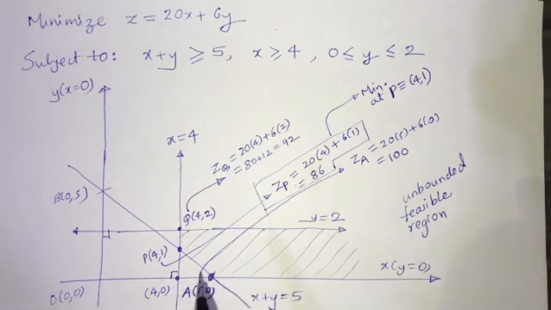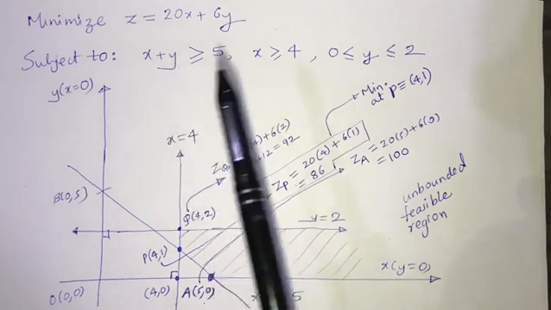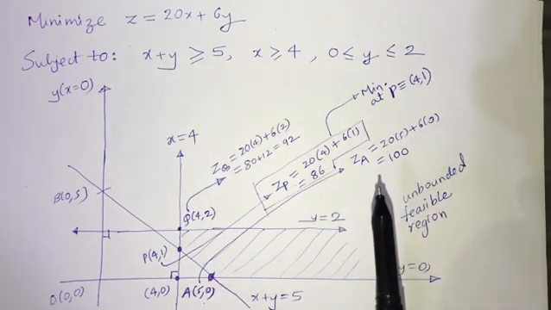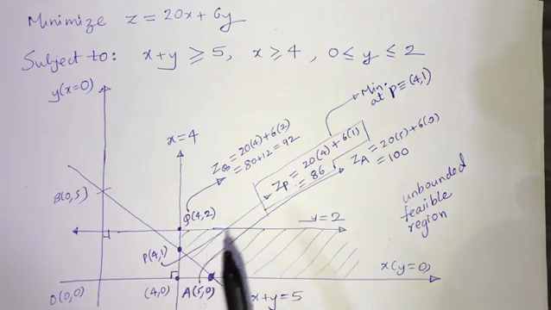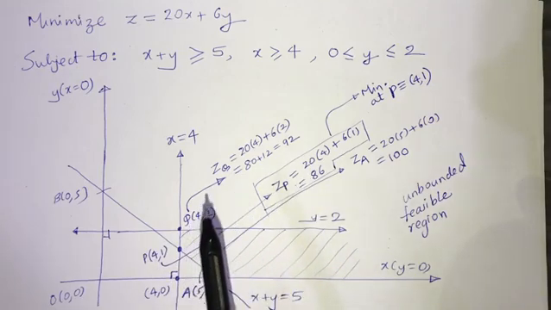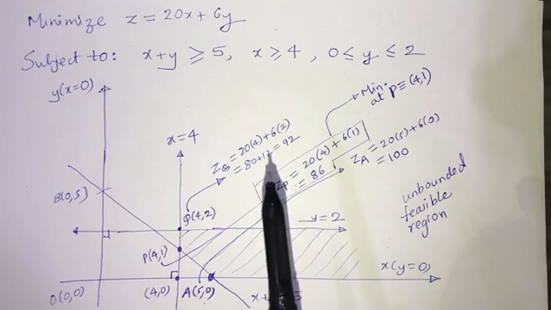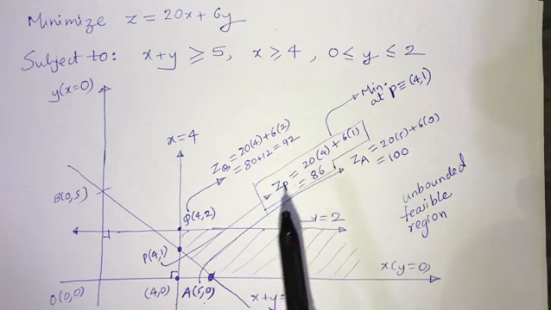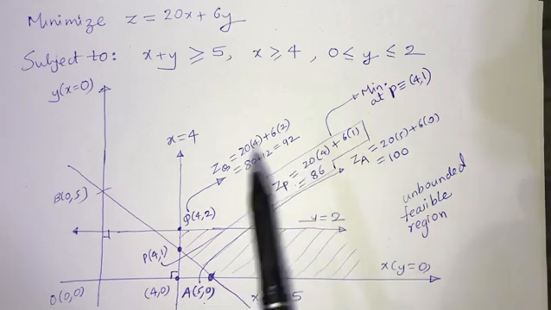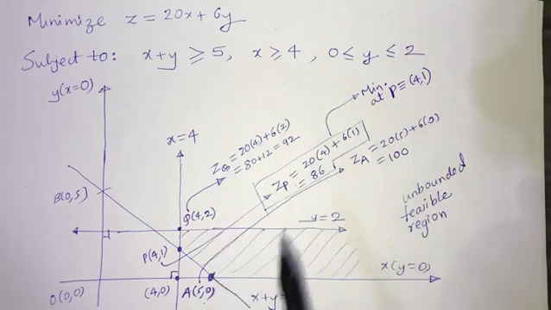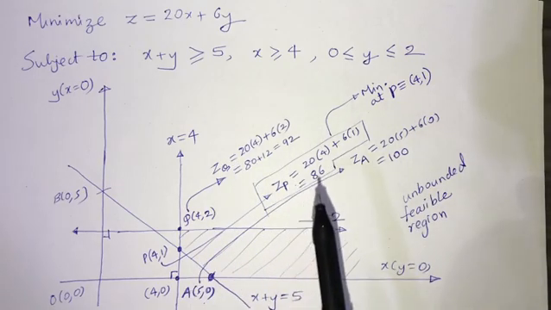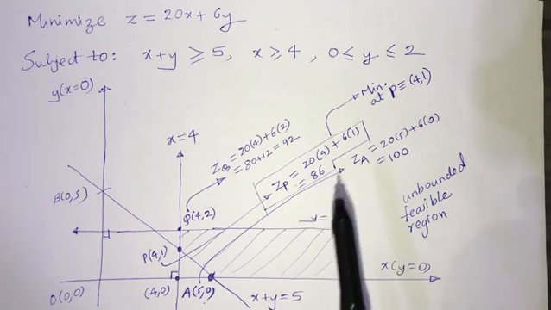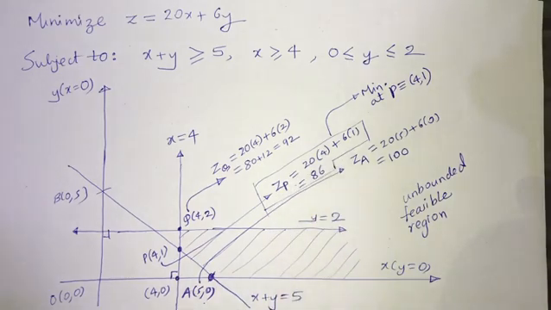So A is 5, 0. We took the objective function value 20x plus 6y with the coordinates here, and it is 100. Objective function value at P is 86. Objective function value at Q is 92. So 92, 86, 100. The minimum value is 86. I have calculated 20x plus 6y for all the coordinates, and the minimum is at point P. It is not 100 rupees, sorry, it is 86 rupees. The minimum value is 86 rupees when x is 4 and y is 1. 4 kgs of cement, 1 kg of sand.